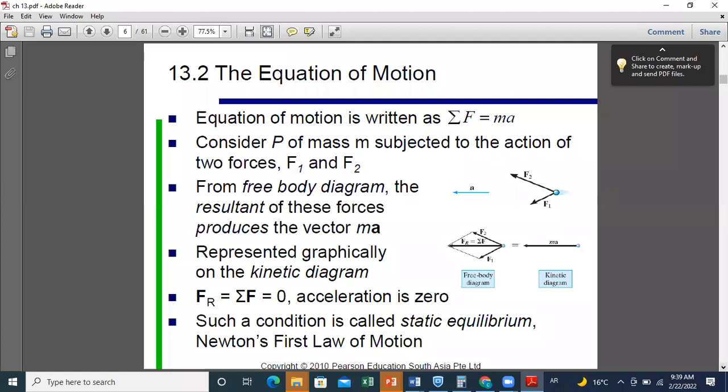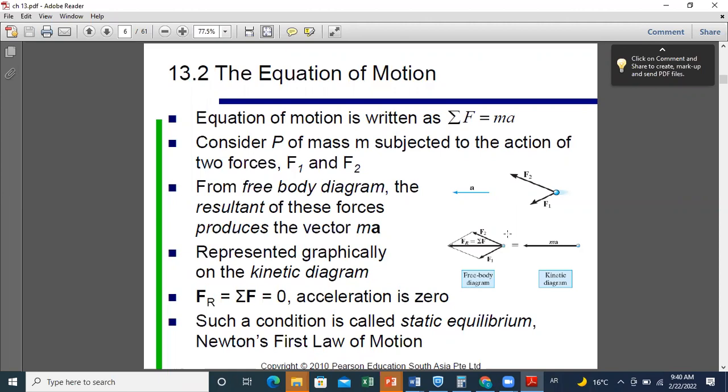Now, whenever we have a problem, the first step to be able to solve it is to draw what we call a free body diagram. A free body diagram is a representation of all forces acting on a particle. And it will help us in determining what our unknowns are, what we can find from the analysis of forces.